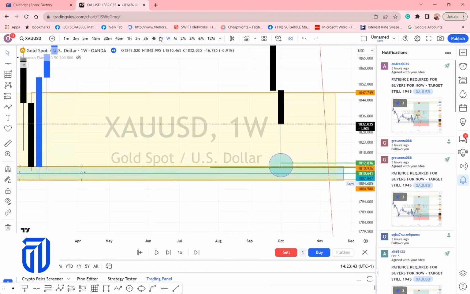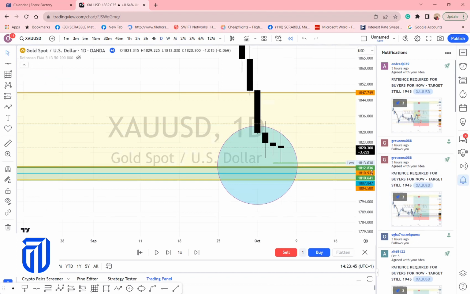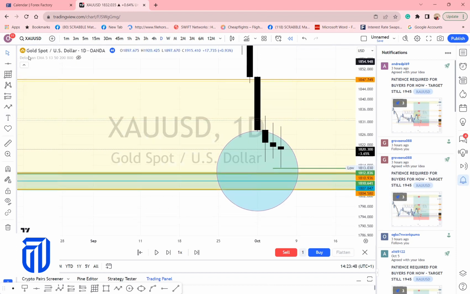So let's go back to the daily time frame and see if you can see any sign of where price may likely get to. What I did was I came back and looked at the fair value gap in between this place and here, because when price was going down, it created a huge imbalance here. What do I mean by imbalance?